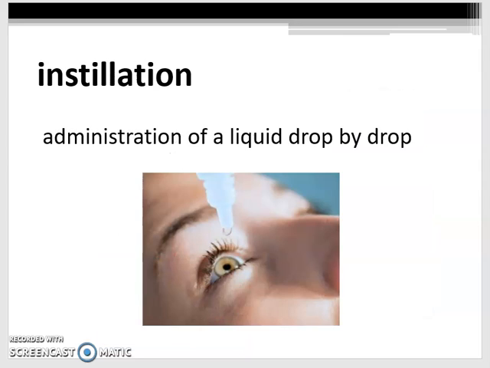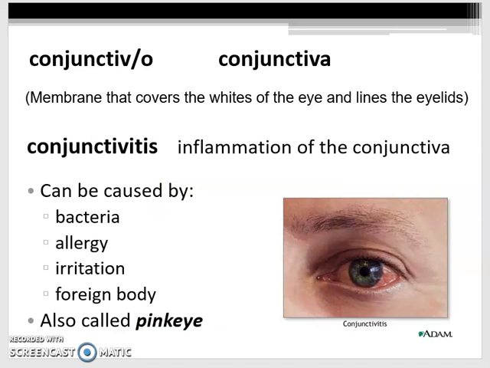When we're putting drops in eyes, medical assistants, nurses, maybe even doctors, definitely ophthalmologists, and maybe optometrists, the process of putting drops in the eyes is called instillation. Instillation simply means administration of a liquid drop by drop. Now, I did mention conjunctivitis earlier, and we're going to talk about it right now. Conjunctiva is a combining form for the conjunctiva, and the conjunctiva is a membrane that covers the whites of the eyes and lines the eyelids. If you think back, when we talked about the respiratory system, we talked about a lining called the pleura that lined the outside of the lungs and the inside of the thoracic cavity.